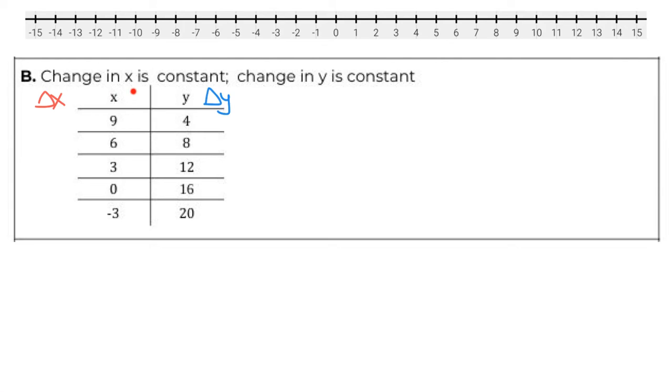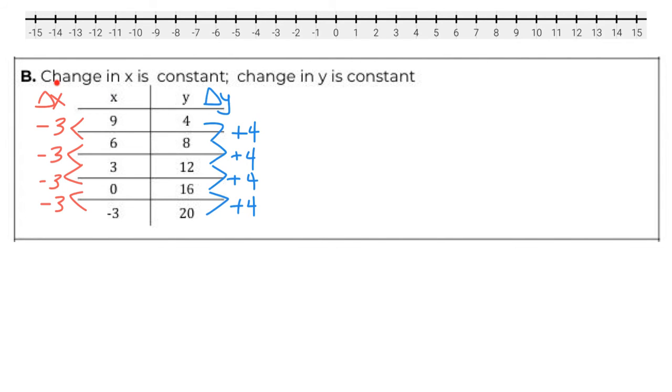For scenario B, the change in x is constant and the change in y is constant, but not necessarily 1. Find the change in x and change in y for the tables. So here you see that the change in x for the whole table is decreasing by 3 and the change in y is increasing by 4. So the change in x is constant and the change in y is constant.